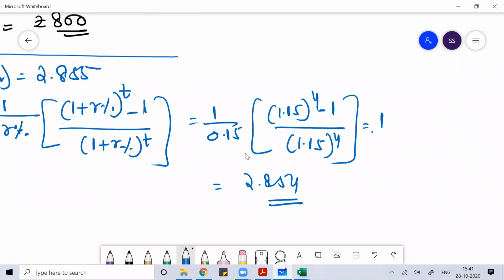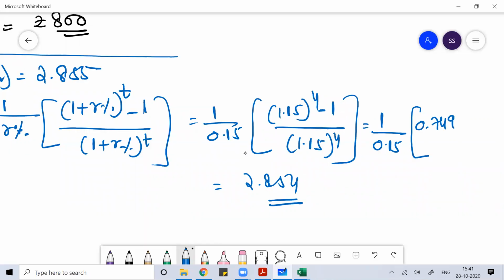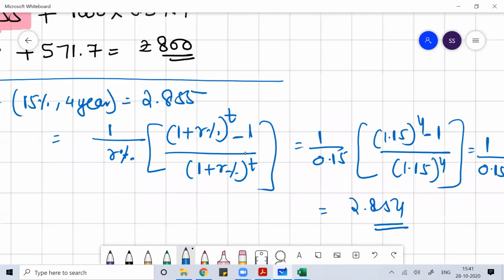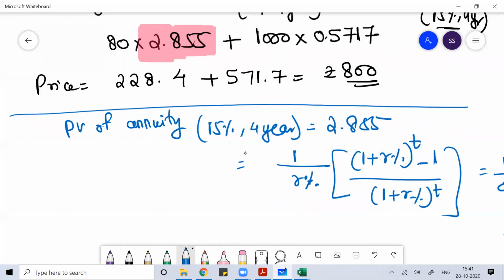That is, this is 1 divided by 0.15, and this is 0.749006 divided by 1.749006. Okay, everyone, I hope you got the purpose. If you download this table from Google or keep it with you, you don't have to do calculations. You'll save a lot of time that you would waste using a scientific calculator. Time will be saved if you use the tables to get the answer.